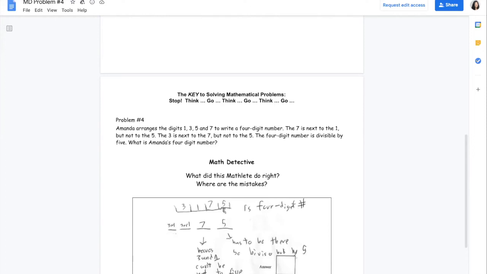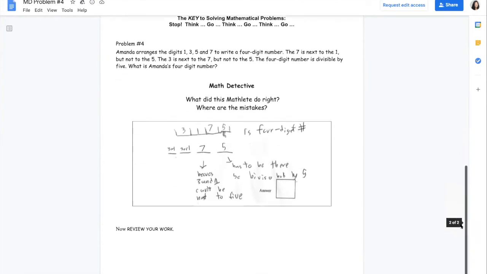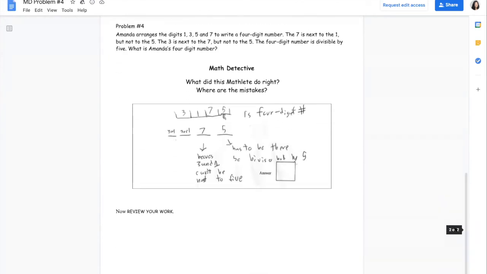What was the correct answer for this problem? 3,715. Correct. They mixed up the 1 and the 7. Okay, if we can stop sharing and go back to the full screen again, please.